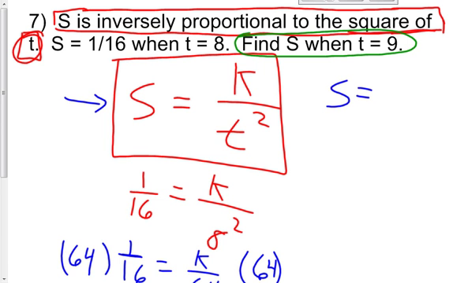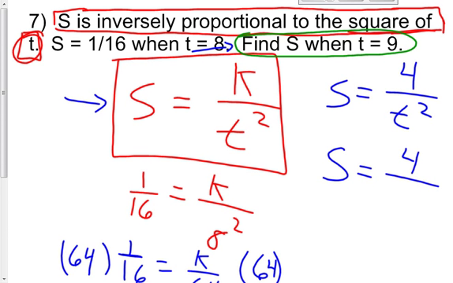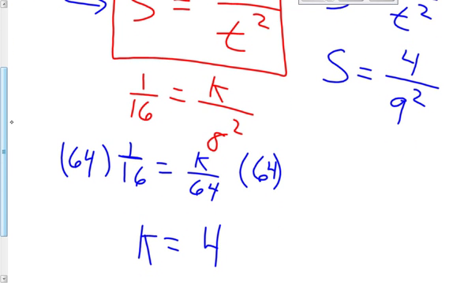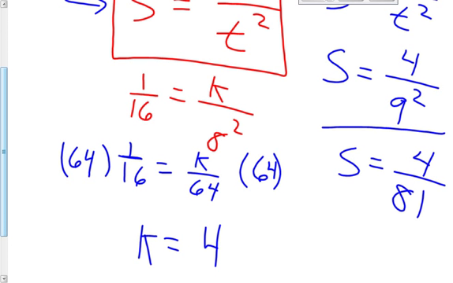S equals K over the square of t. And K is the number 4. So S equals 4 over t squared. Now let's do this green part. Find S when t is 9. Make sure you don't forget that squared part. It's the square of t. So we have S equals 4 divided by 9 squared, 81. Here's our answer for that one.